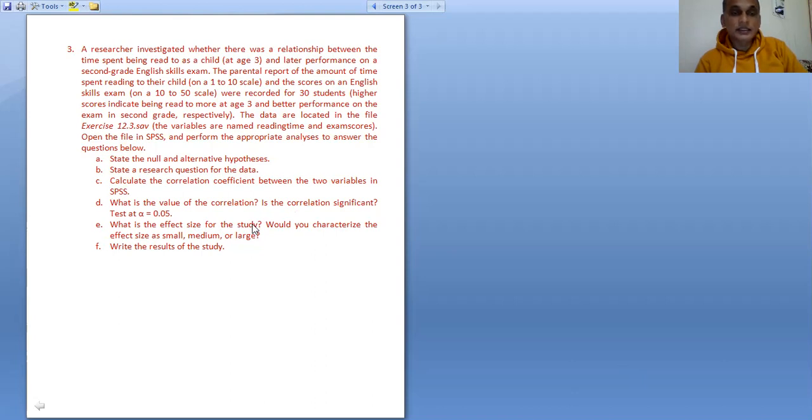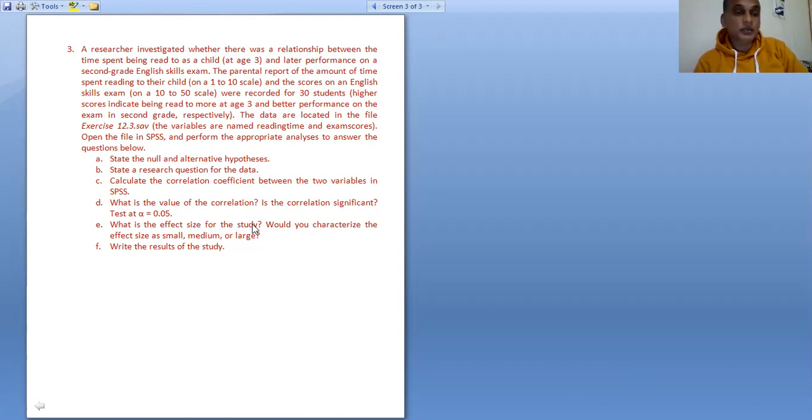And what is the effect size? The effect size in the case of Pearson correlation is given by the correlation coefficient itself. So our value here is 0.518. So 0.518 is supposed to be a large correlation. A large effect size is there.